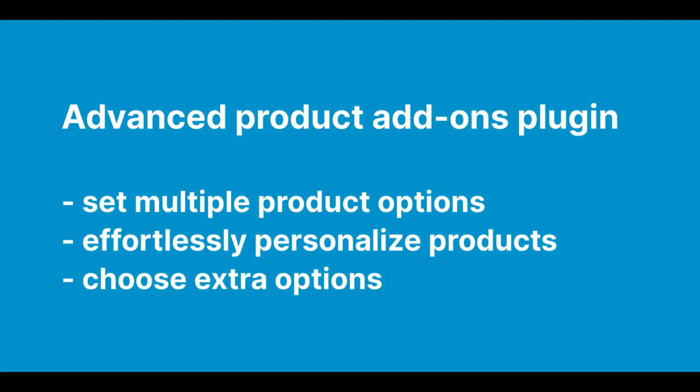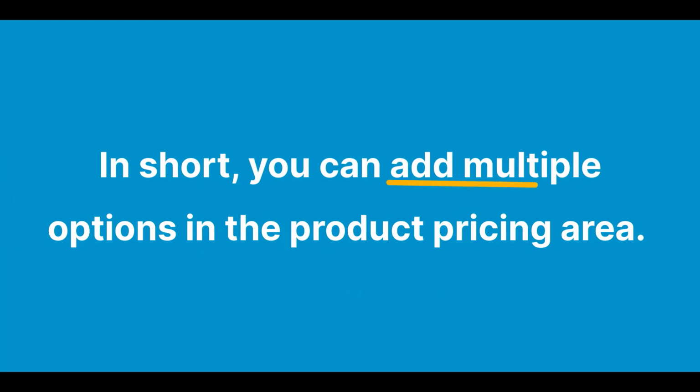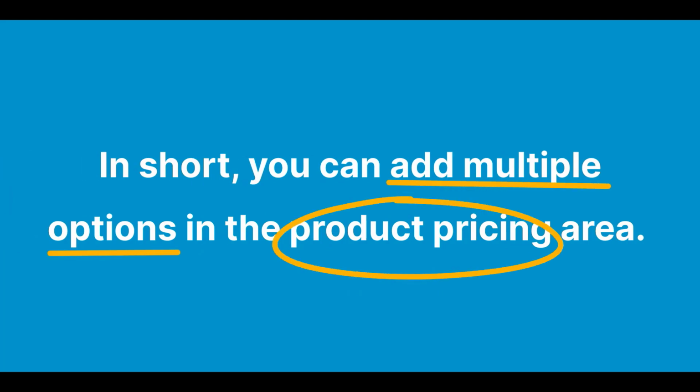It's WooCommerce Product Options, and it's made by Barn2. It's an advanced product add-ons plugin that allows the store admin to set multiple product options, so customers can effortlessly personalize WooCommerce products and choose extra options while placing the order. In short, you can add multiple options in the product pricing area.